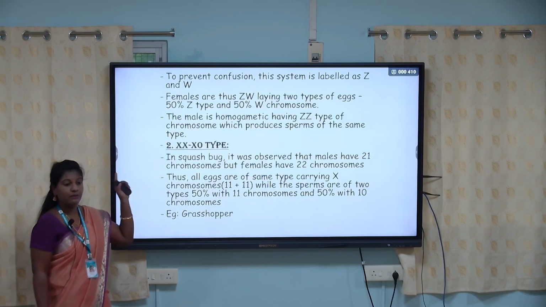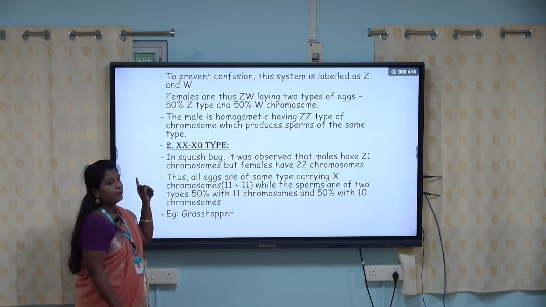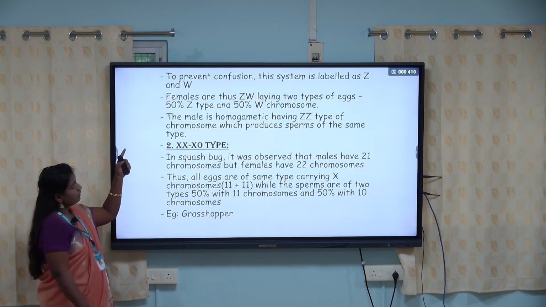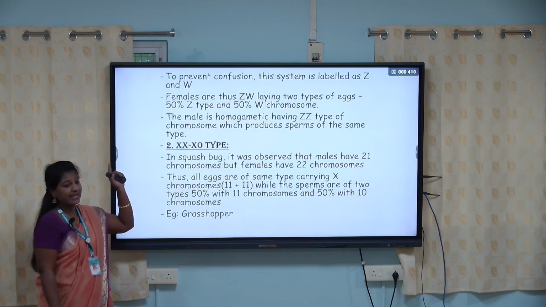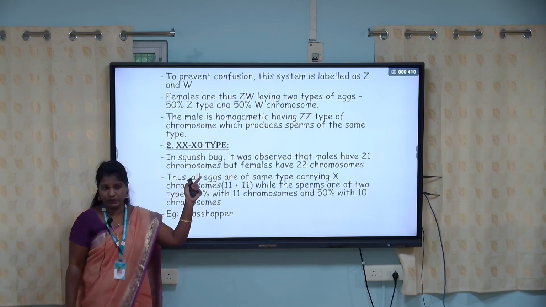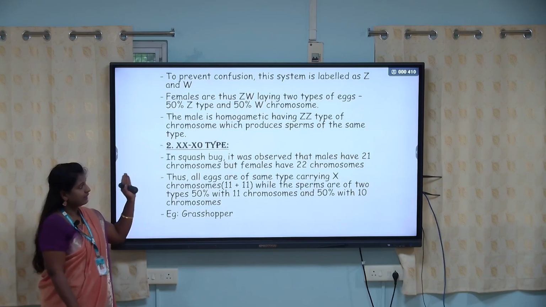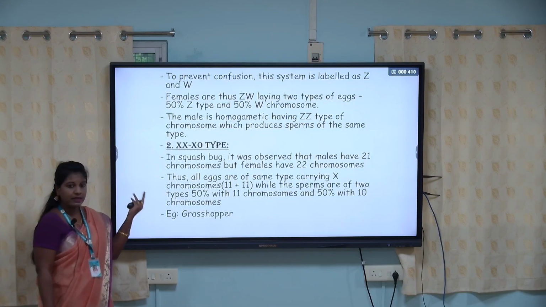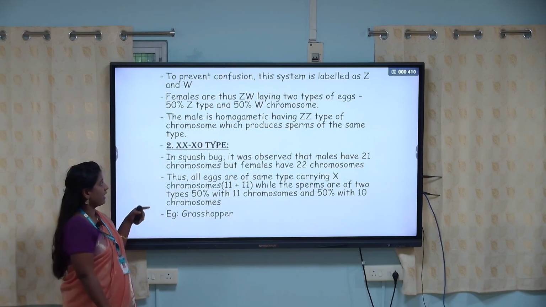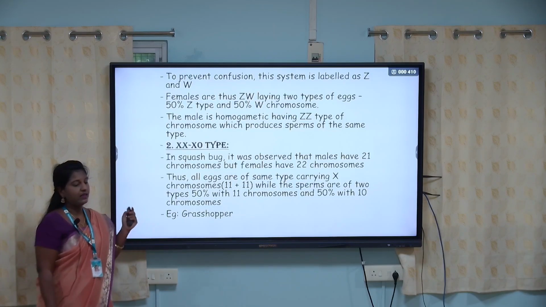Here females have 2 types of chromosomes, that is Z and W, and males have the same type, Z chromosomes. So females produce eggs that are 50% Z type and 50% W type, but the male produces only Z type sperms. Thus males are known as homogametic and females are known as heterogametic.